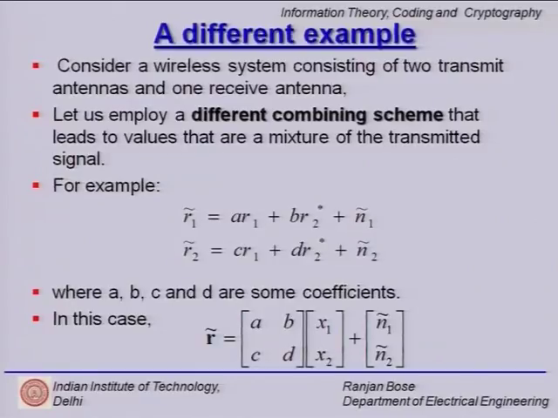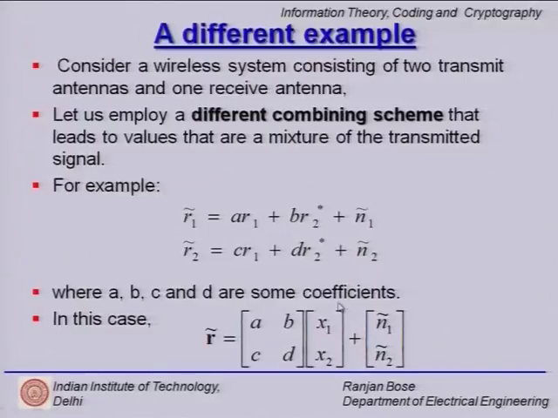Now, will it work in general? Let us consider a slightly different example. Again, we have 2 transmit antennas and 1 receive antenna. Nothing is different except that this time we employ a slightly different combining scheme, and this will lead to a mixture of the transmitted signals. So, for example, let R1 tilde be some A R1 plus B R2 complex conjugate, and R2 tilde could be some C R1 plus D R2 star plus the noise part.